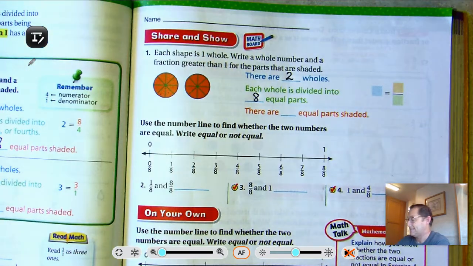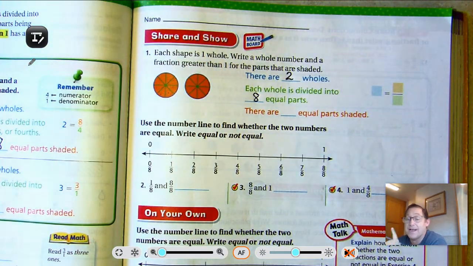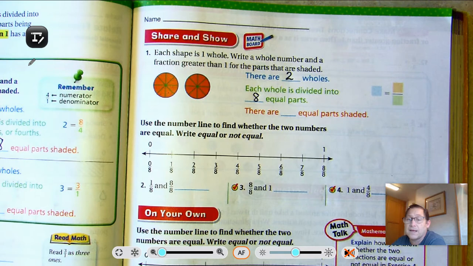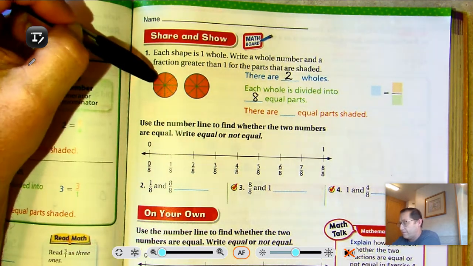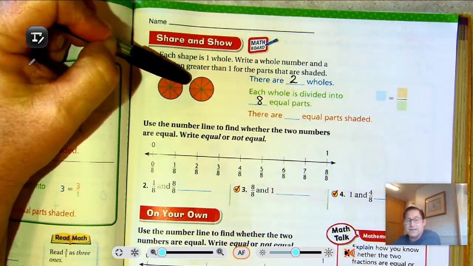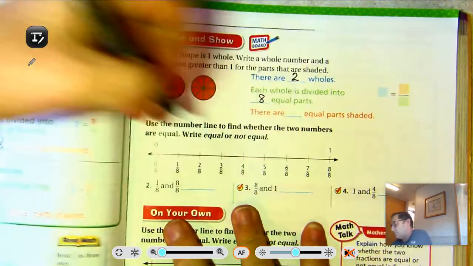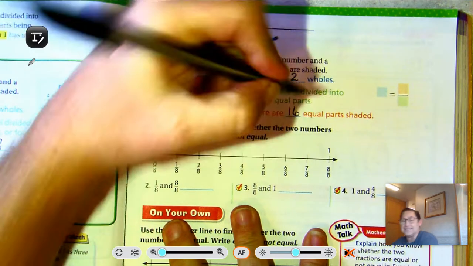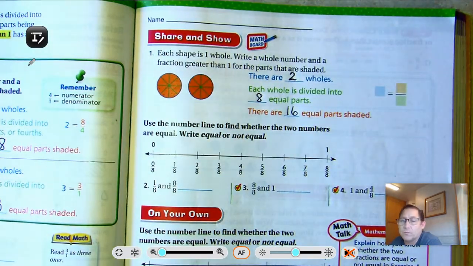There are 8 equal parts in a whole. How many equal parts are shaded? Well, all of this one's shaded, so that's 8 in this one. This is the same thing, so there's 8 in that one. So there's 16 equal parts shaded.